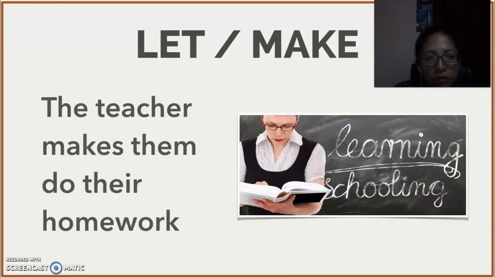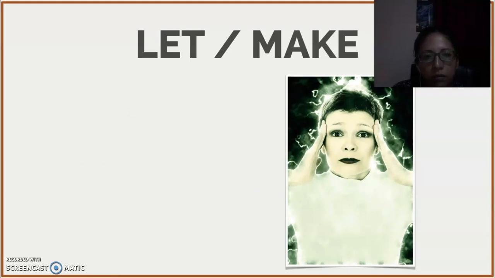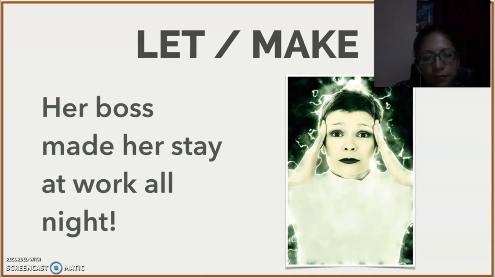Here is another one. The teacher makes them do their homework. So this is a simple example. I'm sure you've heard something like this before, but it just shows you exactly how we can use make. The teacher makes them do their homework. Her boss lets her work from home. So her boss lets her work from home. Her boss gives her permission to work from home. However, this woman is not so lucky, and her boss is not as nice. Her boss made her stay at work all night. Her boss made her stay at work all night.